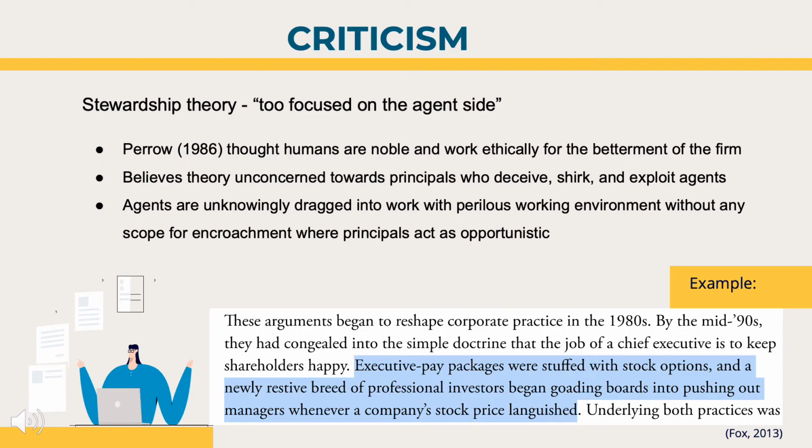So the criticism of the agency theory comes from Perrow in 1986. It was called the stewardship theory, where he criticized that it was too focused on the agent side. He believes that the theory is unconcerned towards the principals who deceive, shirk, and exploit agents. So Perrow thought that humans are noble and work ethically for the betterment of the firm. Agents are unknowingly dragged into work with a perilous working environment without any scope for encouragement, where principals act opportunistically.